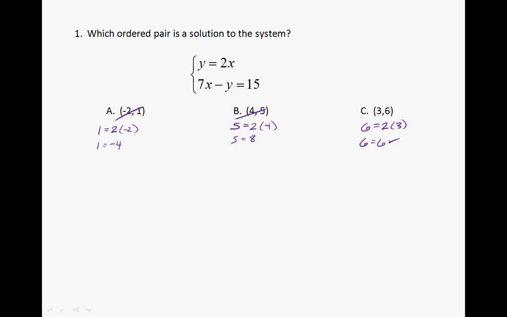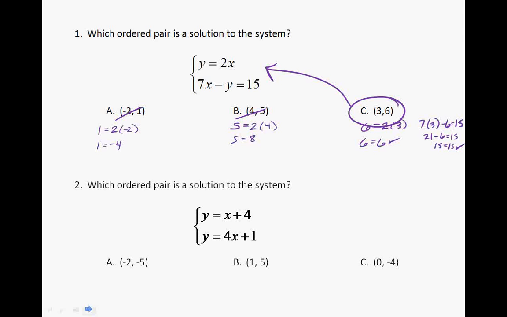You have to try it for the second equation in order for it to be a solution to this system. So let's put it in the other one. That would be 7 times 3 minus 6, and you have to ask yourself, does it equal 15? Well, 7 times 3 is 21. 21 minus 6 is 15. So yes, 3, 6 is a solution to this system, because when I plug in the x value 3 and the y value 6 into both of these equations, it satisfies both equations.